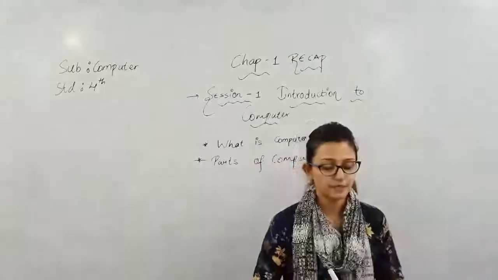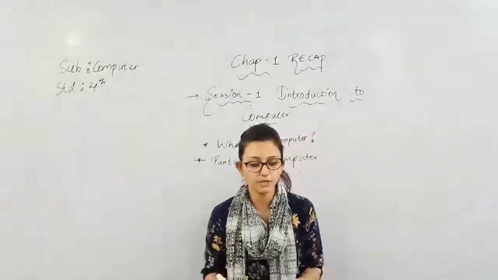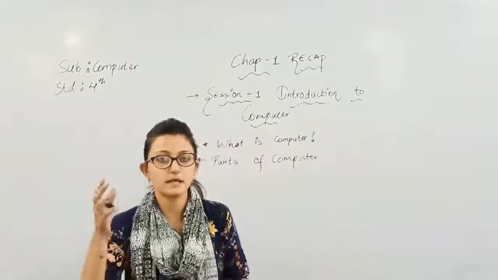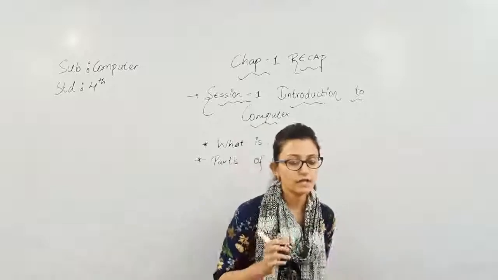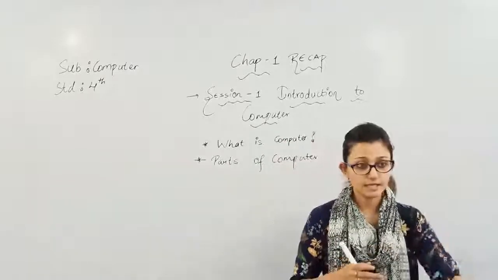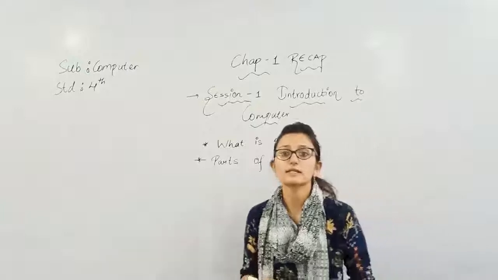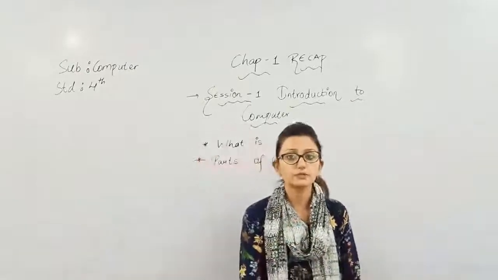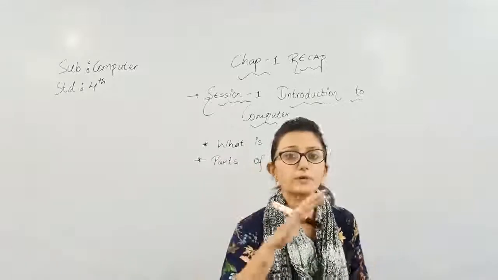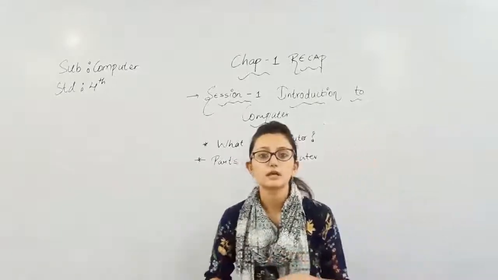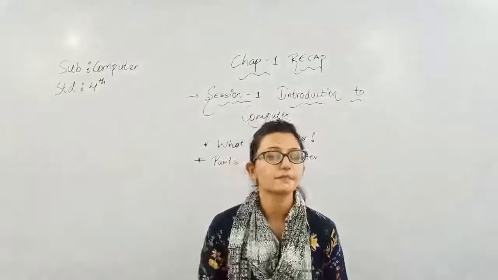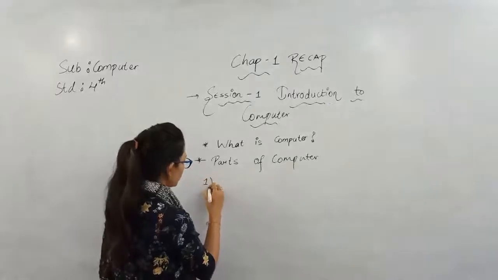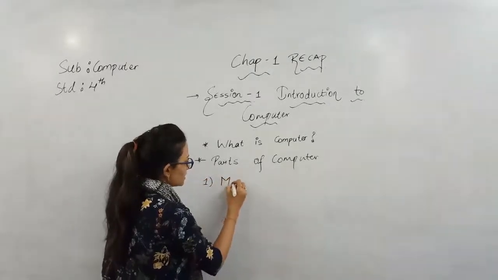What is computer? Computer is an electronic machine and a device which is made up of devices that help to perform various functions like entering data, to process it and to give the output from the computer with the help of input devices and output devices. This is known as computer. So what are the parts of computer? First part of computer is monitor.